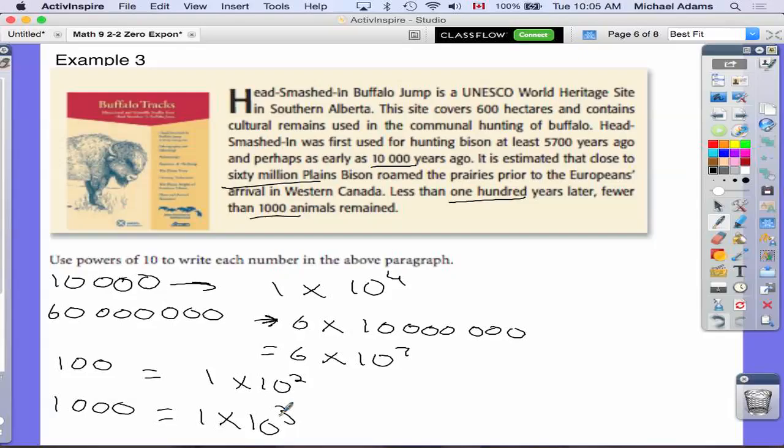Okay, so that's our lesson for today. We'll finish this up in tomorrow's class. So obviously no math homework, but you guys will do the work.